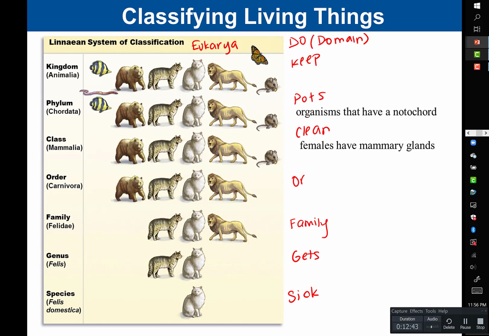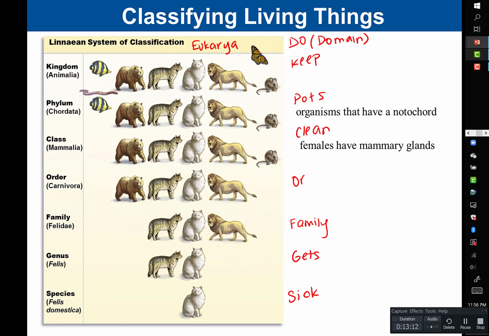And species is the most specific. So think of species specific. So in this case, the species Felis domestica. Notice that the name is what we call a binomial. Bi means two, nomial's name. Binomial nomenclature. So when we talk about organisms, we give them a binomial name. So this cat would be in the species Felis domestica.